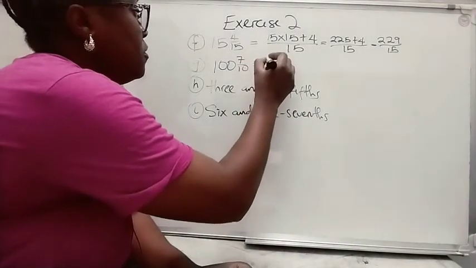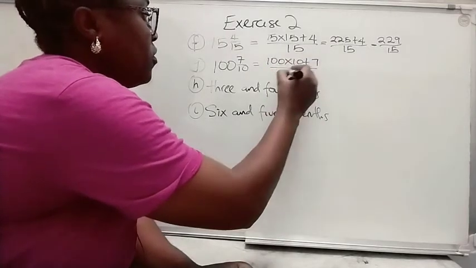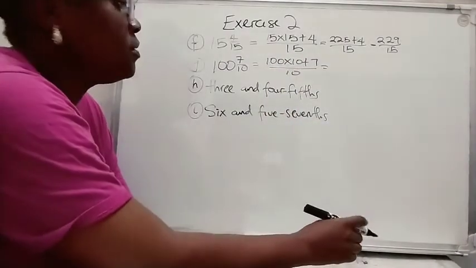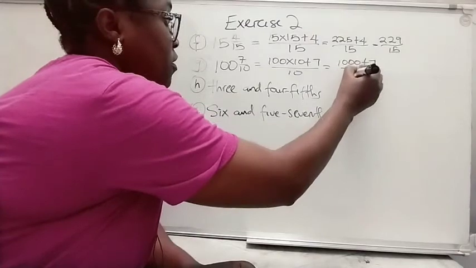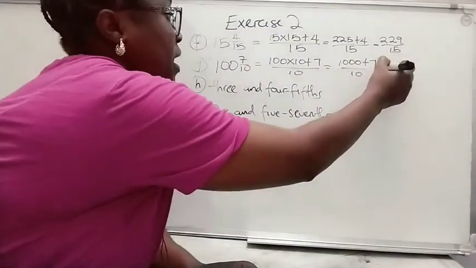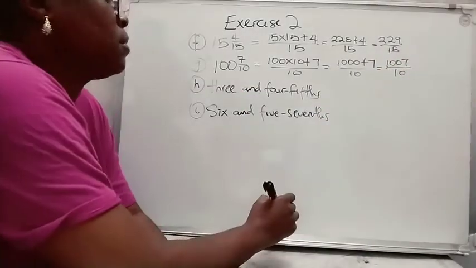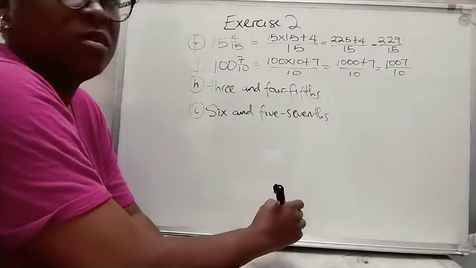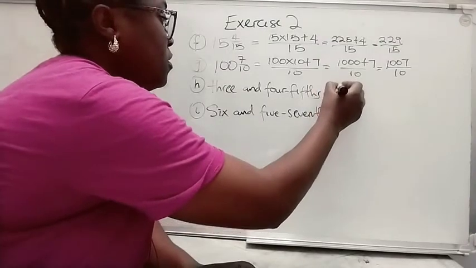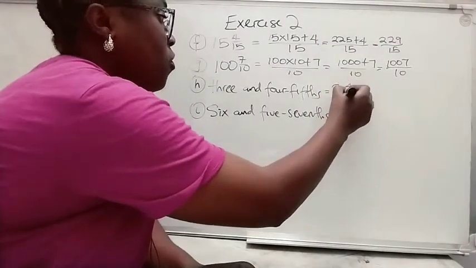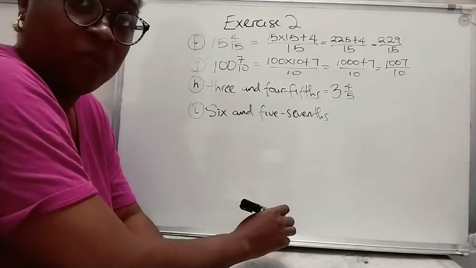The next one is 100 times 10 plus 7 all over 10. 100 times 10 gives us 1000 plus 7 all over 10. So we have 1007 over 10. The next mixed fraction is written in word format. So that will be 3 whole number 4 over 5. 3 and 4/5.